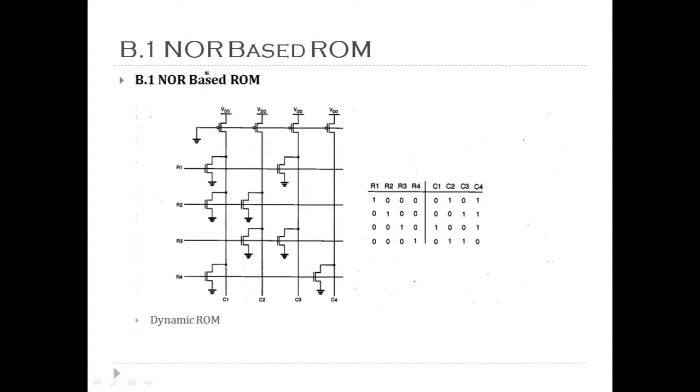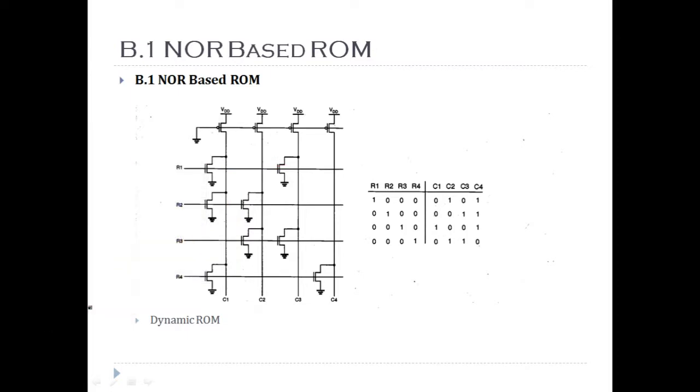Let's talk about the circuit now. This is called a NOR based ROM because if you look at these MOSFETs in one column, you can find they are connected in parallel. Their drains are connected to the column line and their sources are connected to the ground, and there is a load device which is a PMOS. In this, these rows are called word lines, whereas these columns are called column lines or bit lines.